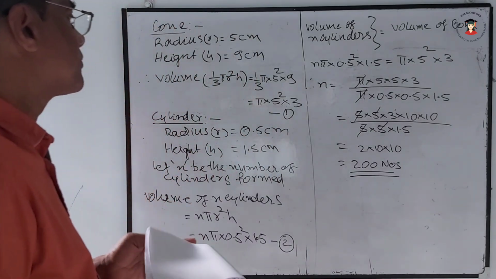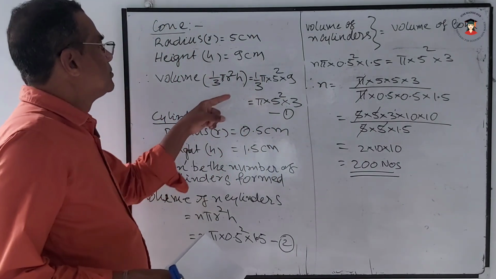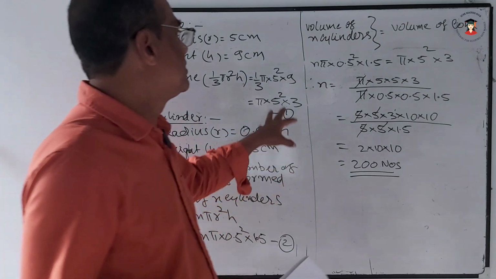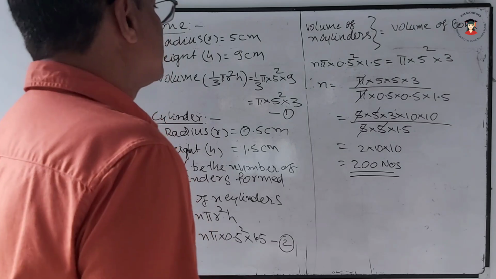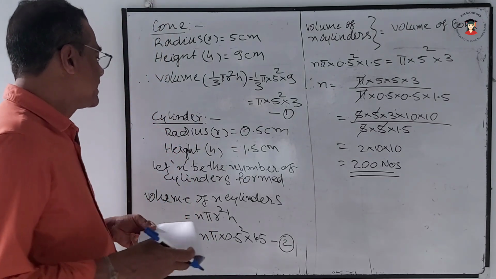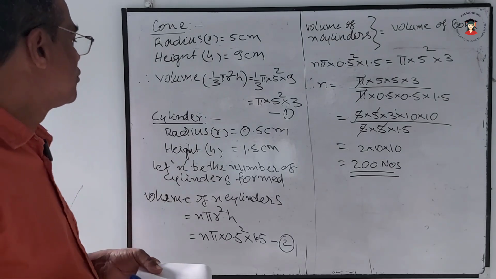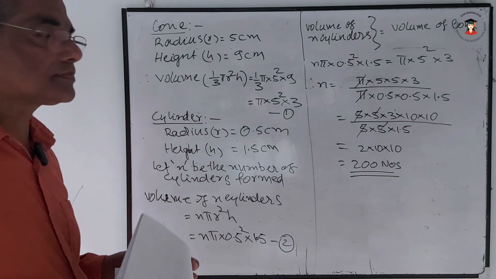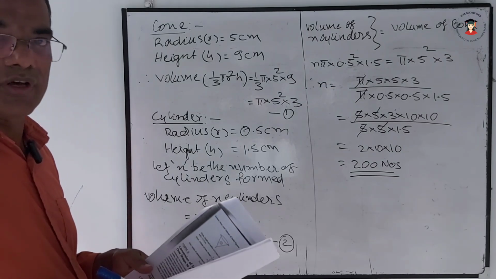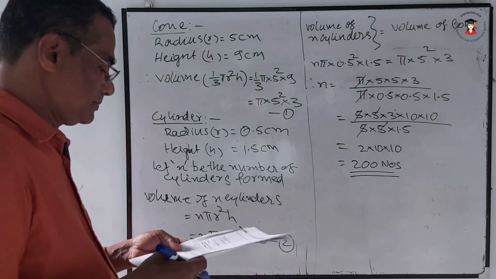So here again we have equated the volume before melting with the volume after melting. From that we found out the number of cylinders formed. Volume of n cylinders will be equal to n into volume of one cylinder. Volume of one cylinder is pi r square h. Therefore, volume of n cylinders is n pi r square h.